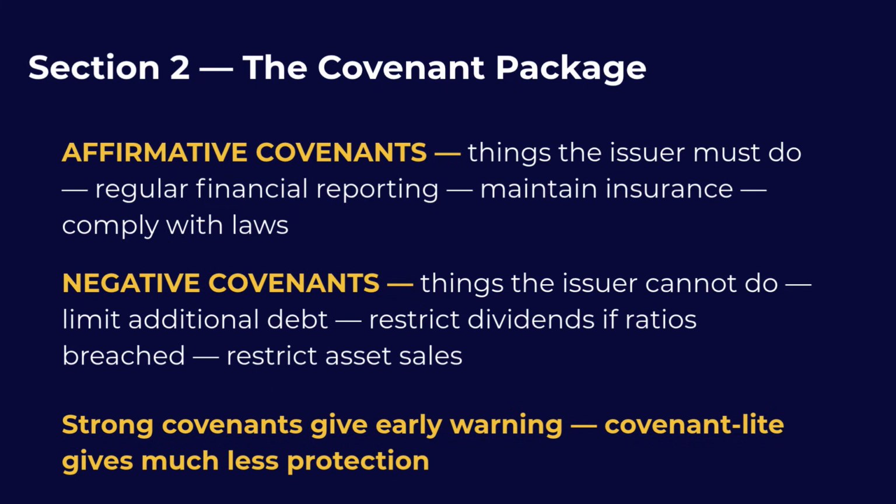Strong covenants give bondholders early warning and intervention rights if the issuer's financial position deteriorates. Weak covenants, sometimes called covenant-light structures, provide much less protection. Understanding the covenant package is essential for assessing the true risk of a bond beyond just the headline yield and rating. Two bonds with the same rating can have very different covenant packages, and that difference can significantly affect the outcome for investors in a stress scenario.